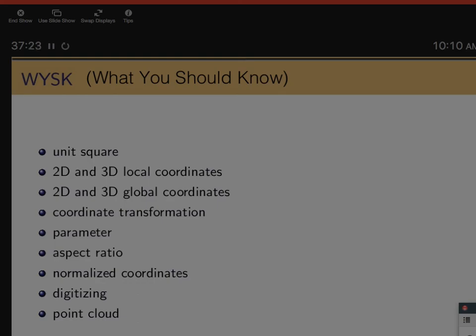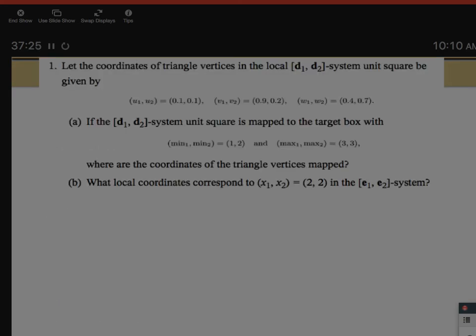So we have a couple minutes. We're going to do one more question. We're not going to do this one as clickers. I just want to walk through how you would solve this one because I don't want to take the time for the clickers. So if I had a triangle, right, we did squares before, in the local coordinate system where I have U1, U2, and I give you 3 points. If the D1, D2 coordinate system is mapped to the target box with a min of 1, 2 and a max of 3, 3, where are the coordinates of the triangle vertices mapped?